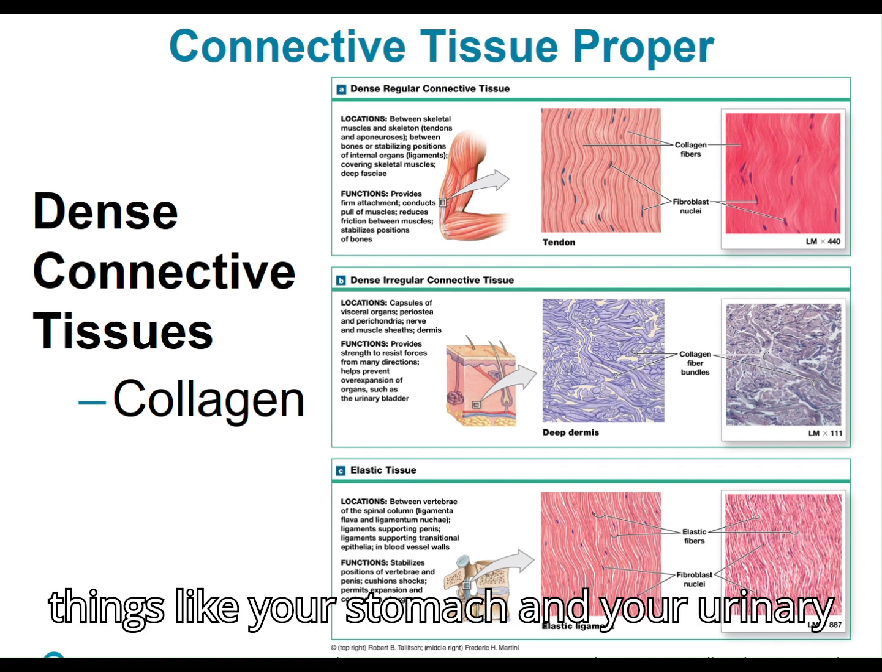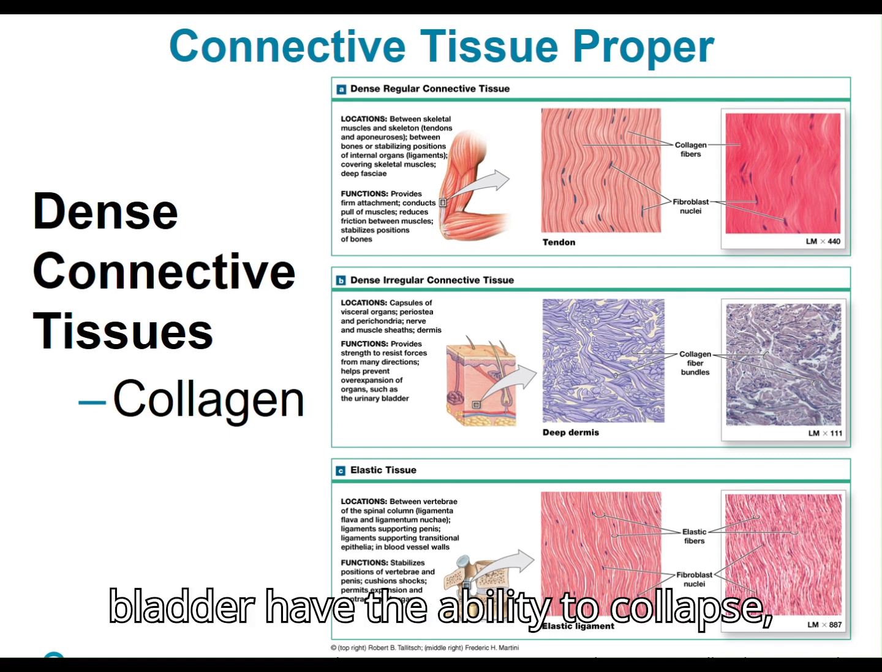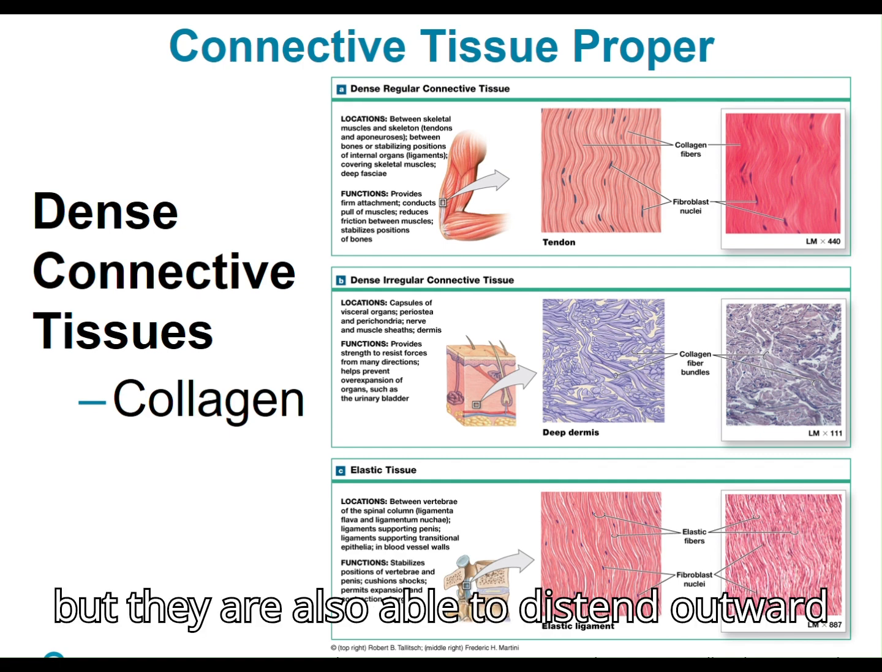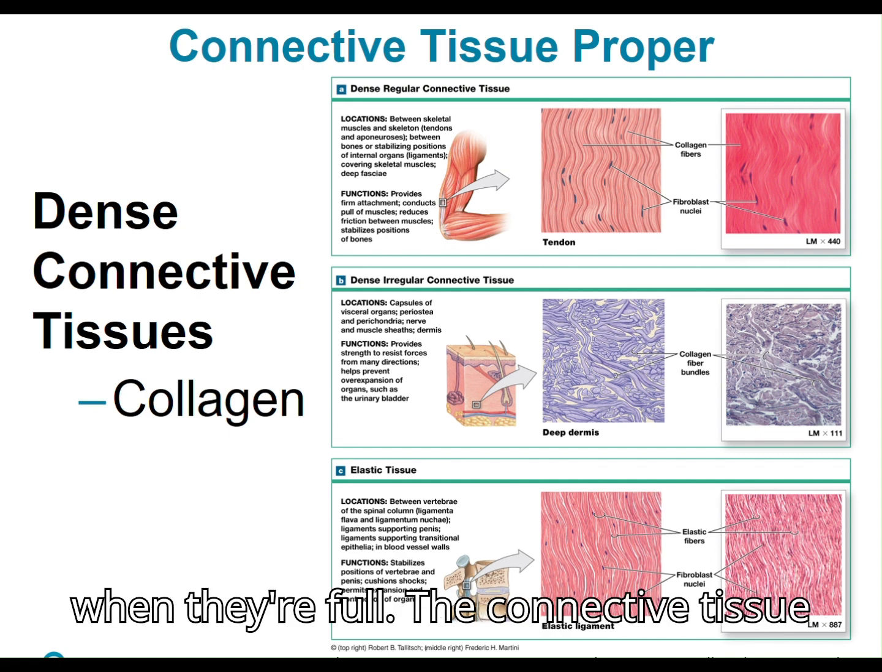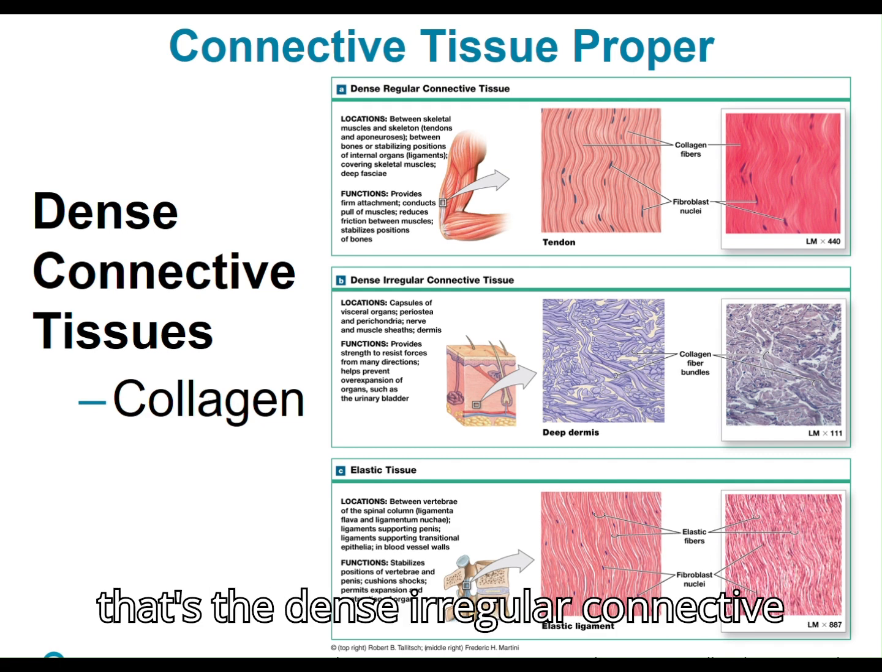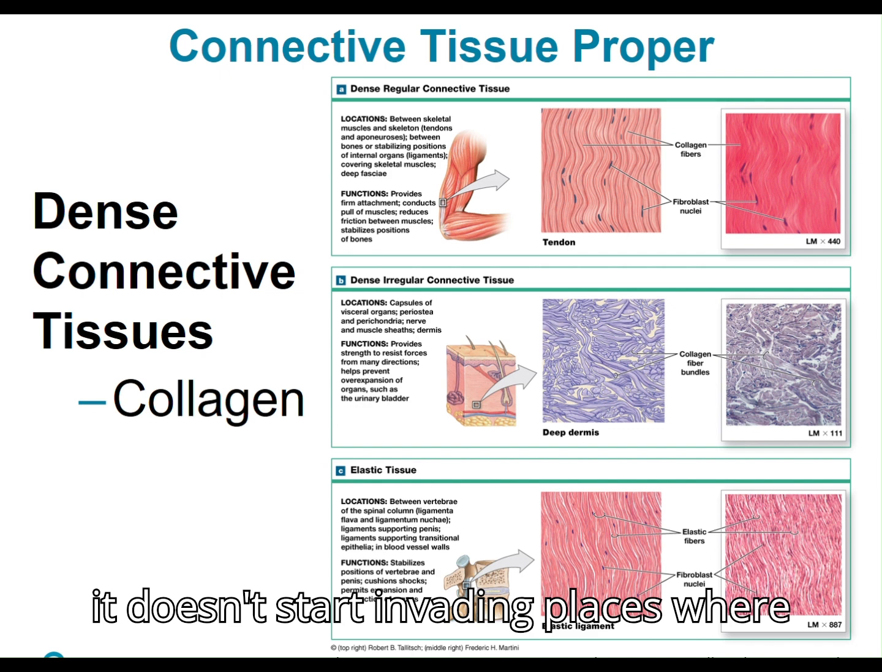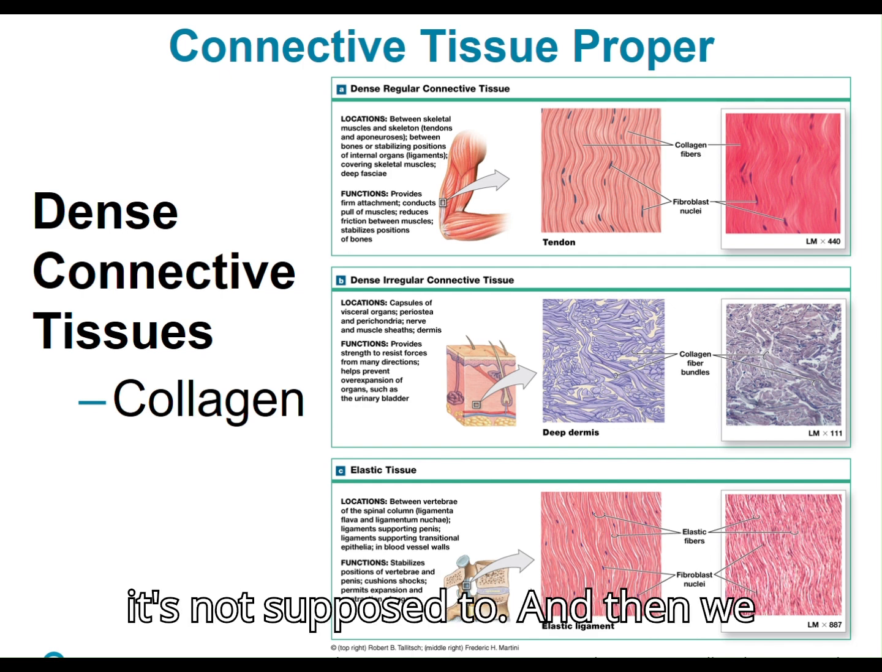Things like your stomach and your urinary bladder have the ability to collapse, but they are also able to distend outward when they're full. The dense irregular connective tissue is going to hold that in place so it doesn't start invading places where it's not supposed to.